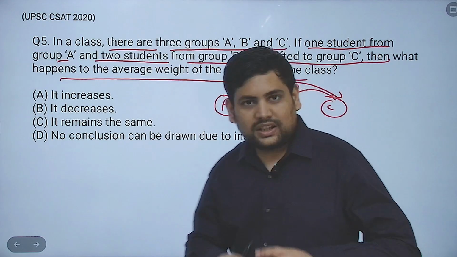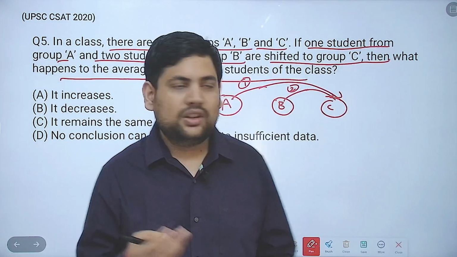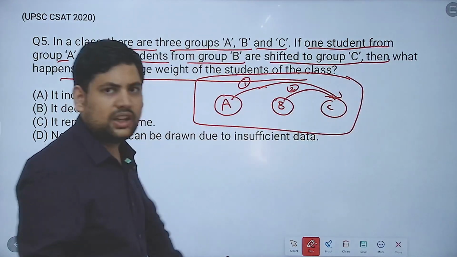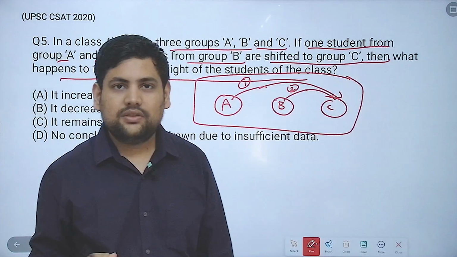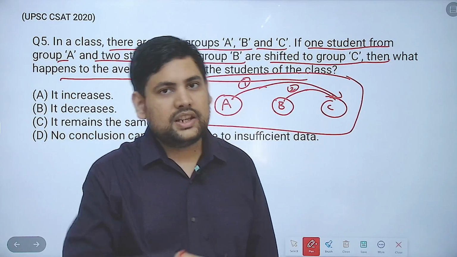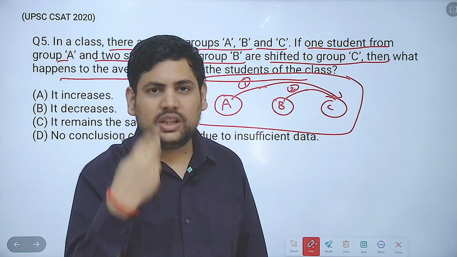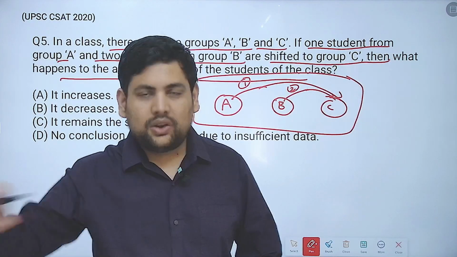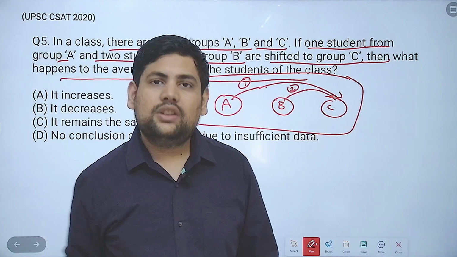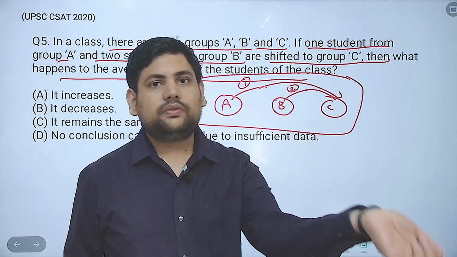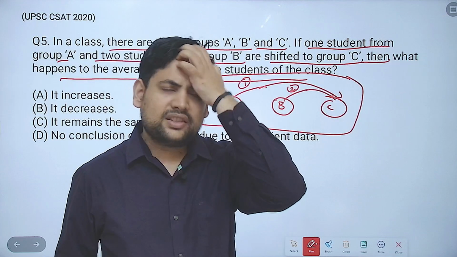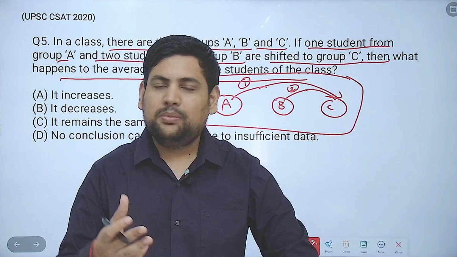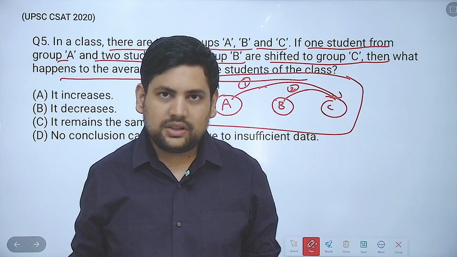So this class has three groups. Now, any internal shifting cannot change the average. For example, let's say there is a class. Now in the class I have students in three rows. So the first row I call group A, the second row group B, the third row group C. Now let's say I took a test and added all their numbers and divided by the total number of students in the class. Then I got the average.